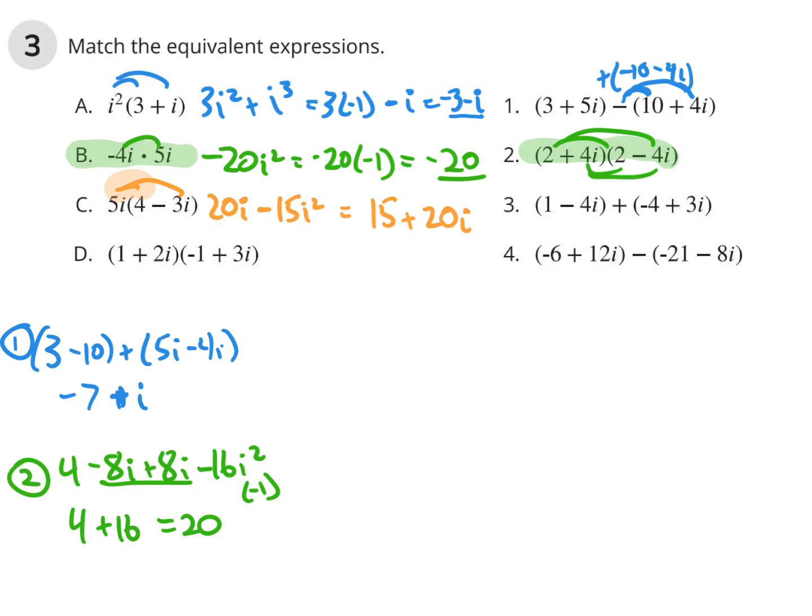Okay. There's a plus in between. So what we're going to do with number 3 is put the reals with the reals. 1 minus 4 plus negative 4i plus 3i, which gives us negative 3 minus i. All right, so 3 matches with A, so you got negative 3 minus i. Okay, let's see what D does. We got to multiply.